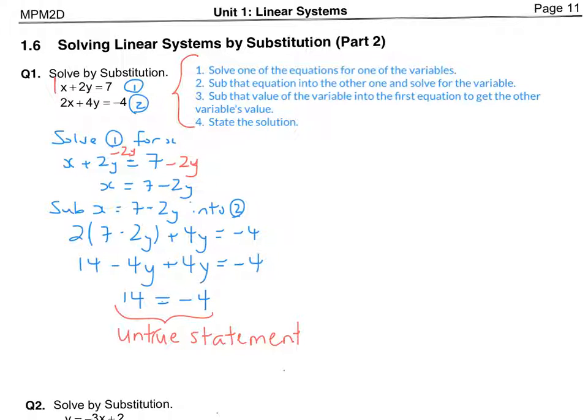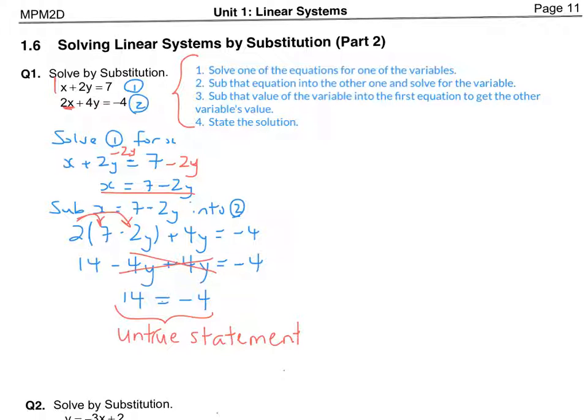So I solved equation 1 for x by subtracting 2y from both sides, and I got x equals 7 minus 2y. And then I took that 7 minus 2y and replaced the x in the second equation with the 7 minus 2y. So I have 2 times 7 minus 2y plus the 4y minus 4. And then I expanded the 2 through the bracket, and I got 14 minus 4y plus 4y equals negative 4. And in doing so, if I have negative 4y and I add 4y, the y's end up canceling each other out and they go away completely. So I'm left with a statement of 14 equals negative 4.